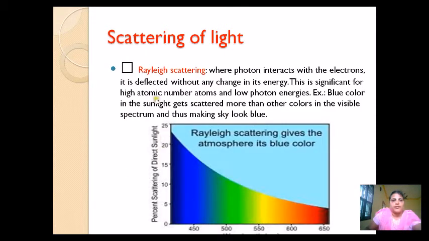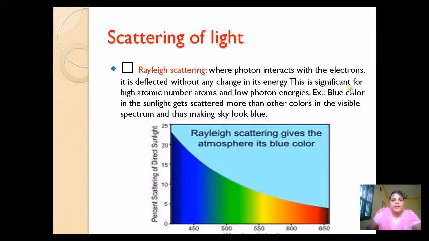The way of interaction of light with matter is through scattering also. There are many types of scattering. We are going to see about three types of scattering here in these slides. The first type is Rayleigh scattering. Here, the photon interacts with the electron and it is deflected without any change in the energy. Whatever the wavelength of incident radiation we use here will come out on the other side.